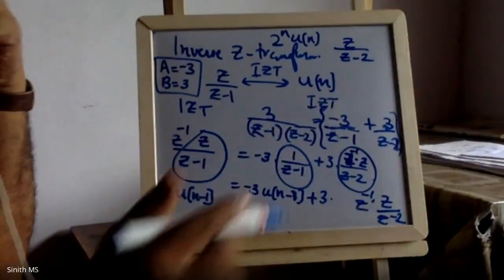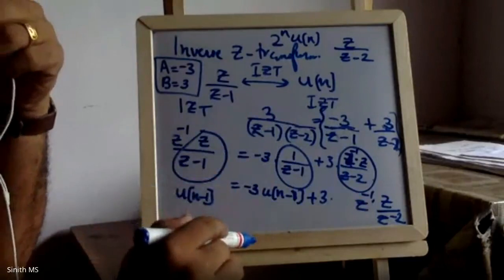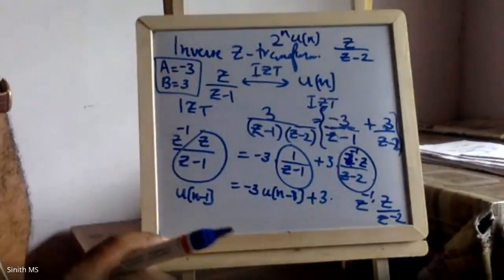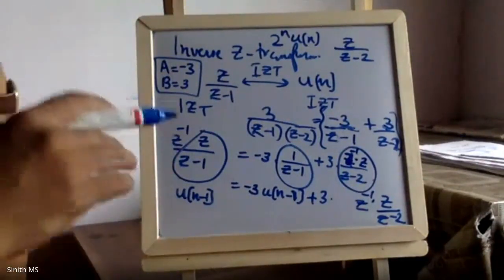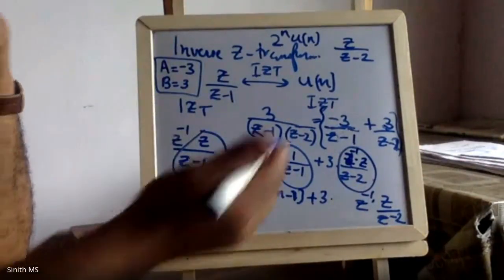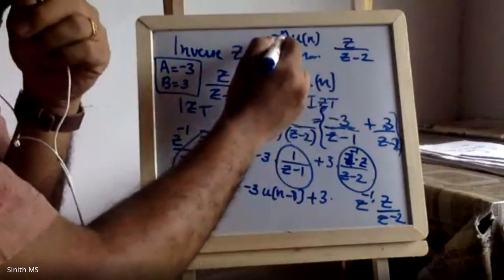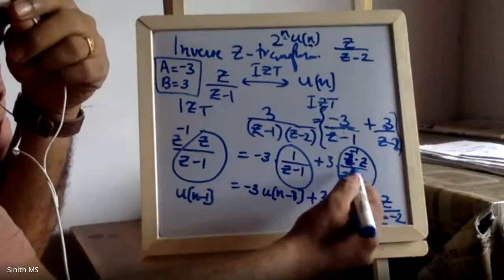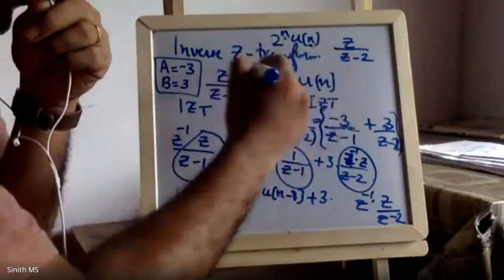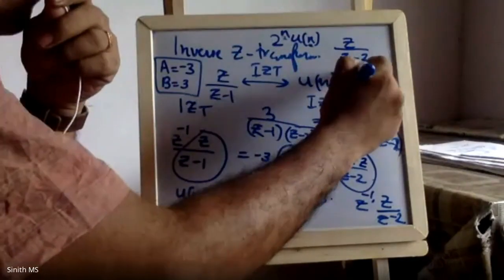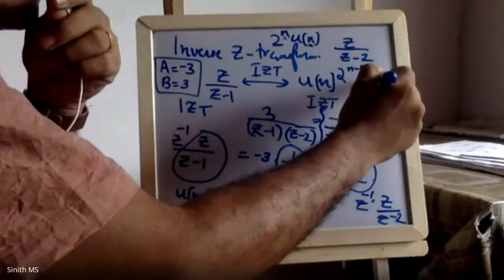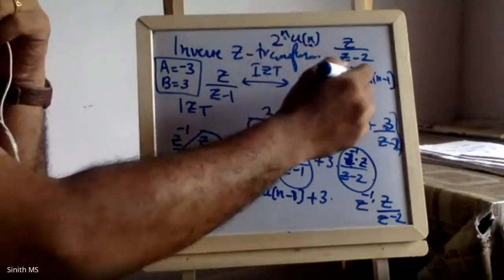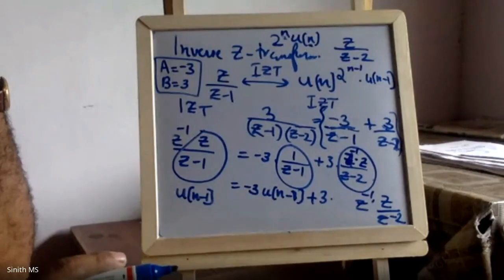When you have z inverse multiplication, what does that mean? When you have z inverse, you have a time shifting in the time domain. So all n become n minus 1. So this n will become n minus 1. This n will also become n minus 1. So the inverse transform of 1 by z minus 2 is 2 raised to n minus 1 into u n minus 1. Is that clear? 2 raised to n minus 1 into u n minus 1.